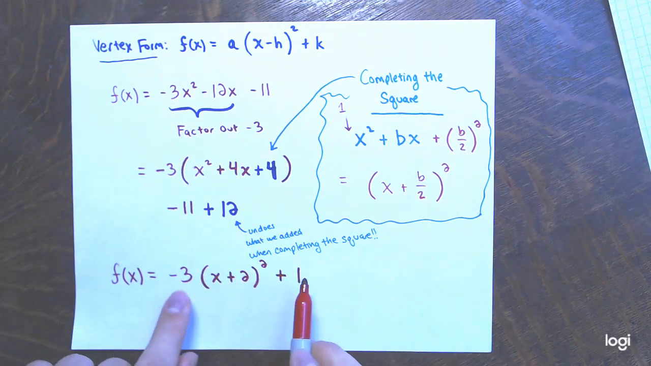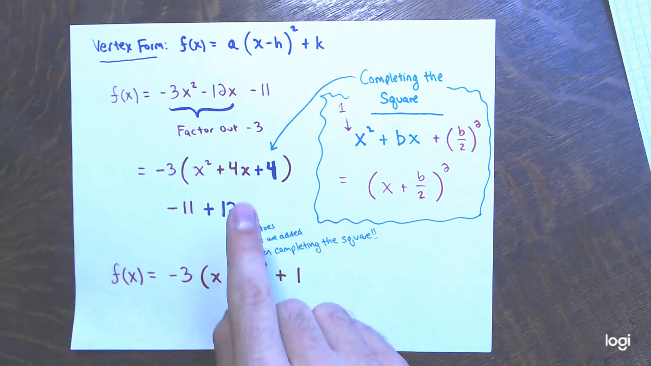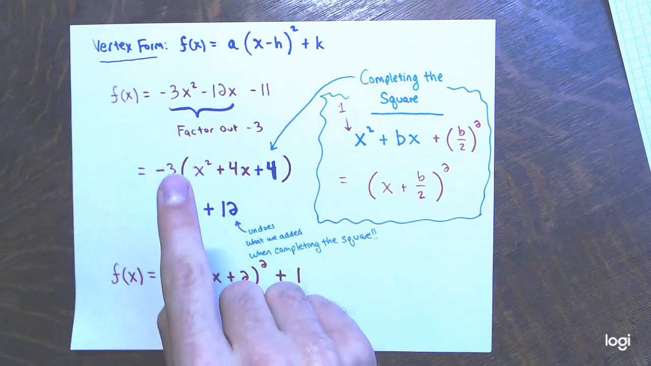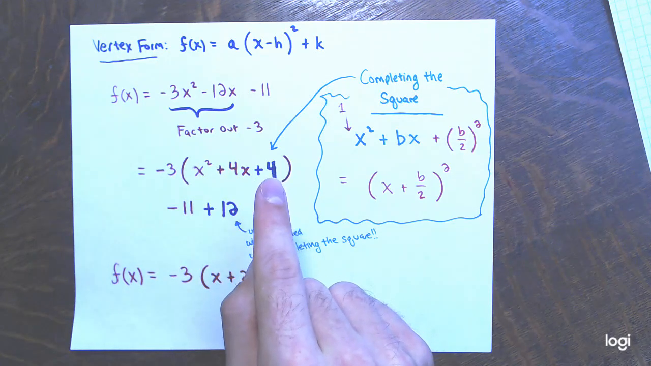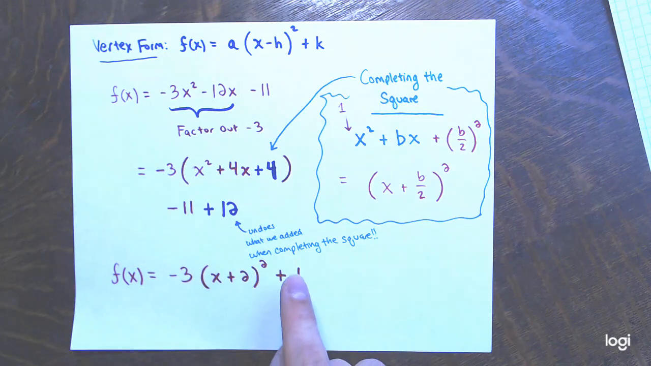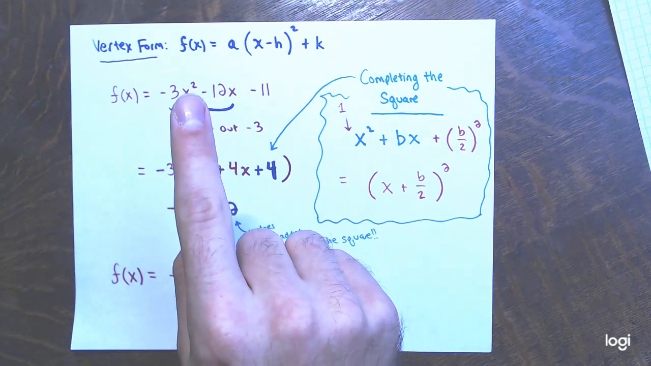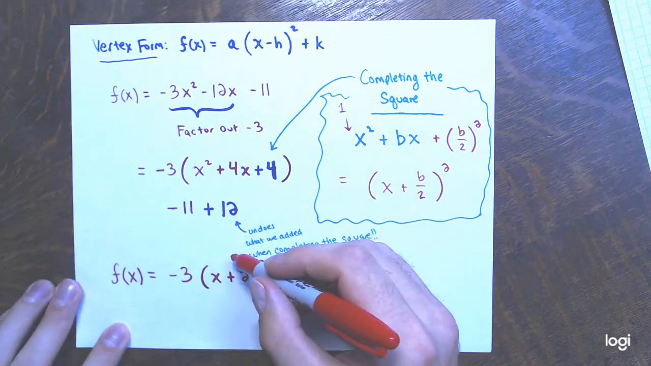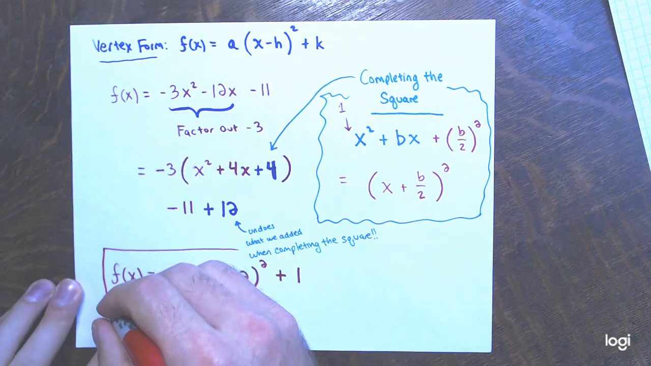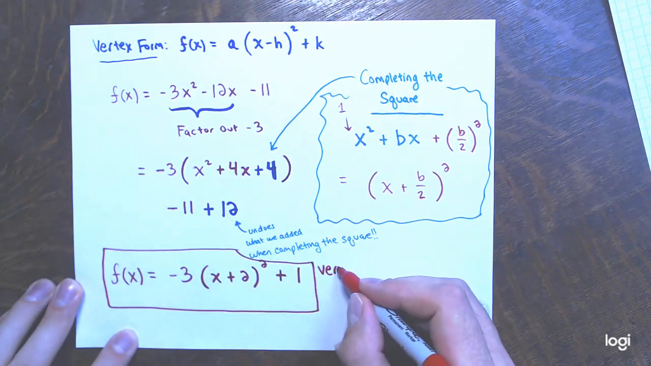And this expression here, go ahead and multiply it out. If I were to square the x plus 2, it would give me this, and then multiply by negative 3, it would give me negative 3x squared minus 12x, minus 12, and then I would add 1 to get minus 11. This expression down here is exactly the same as this expression up here. Go ahead and multiply it out. And this is in what they call vertex form.